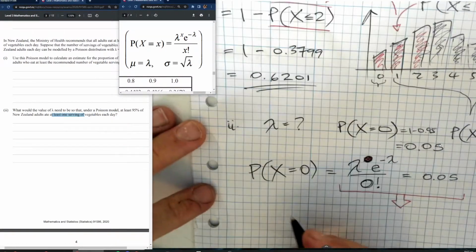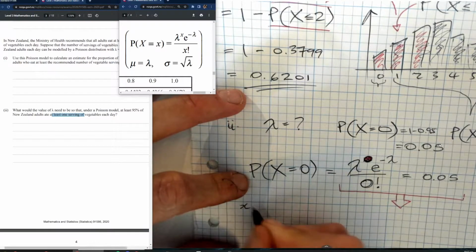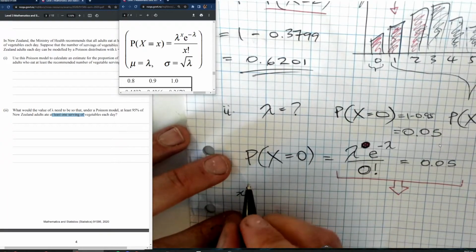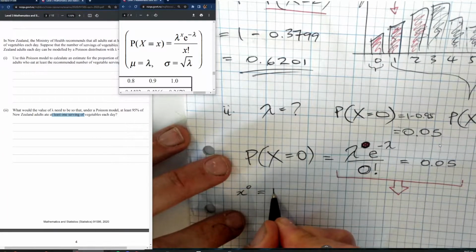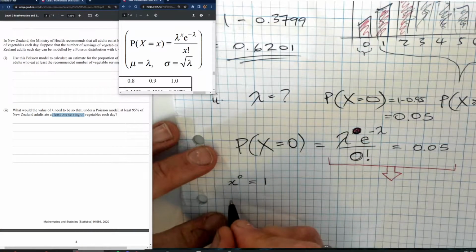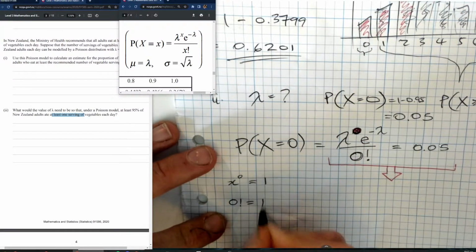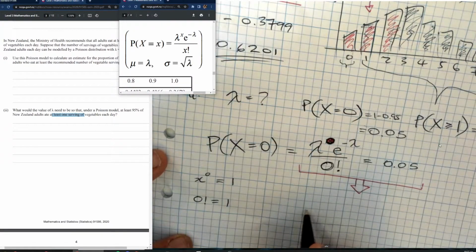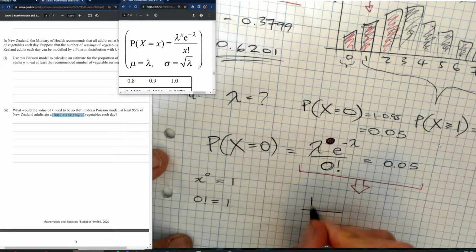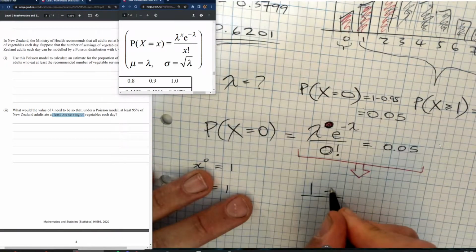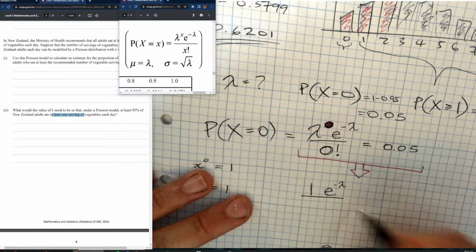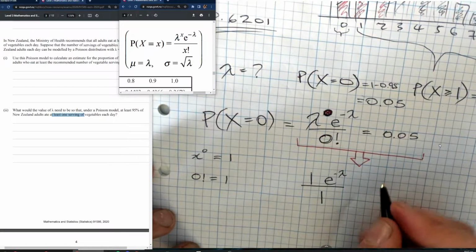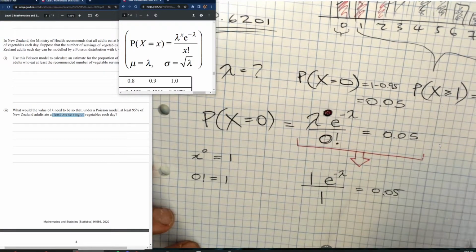Okay, cool. What you need to know for this is that the vast majority of things in this universe to the power of 0 is equal to 1, and also that 0 factorial equals 1. That's all you need to know. Therefore lambda to the power of 0 is going to be 1, and then it's going to be 1 times e to the power of negative lambda, and on the bottom 0 factorial is also 1, so we put a 1 down there, and that's equal to 0.05.